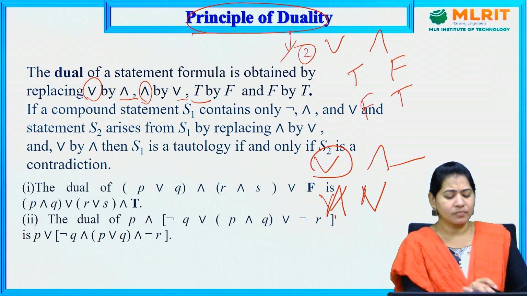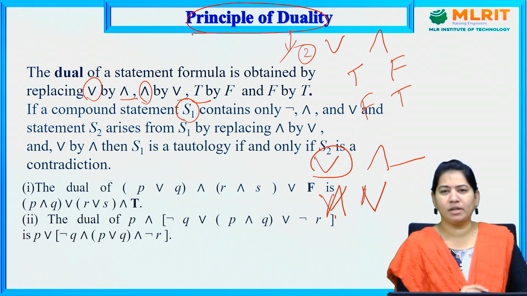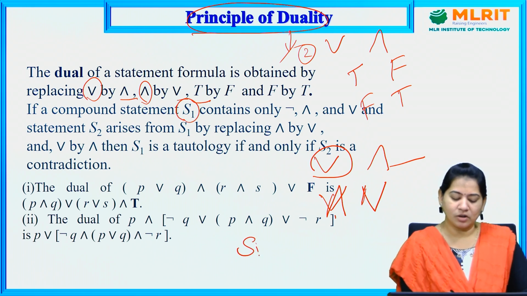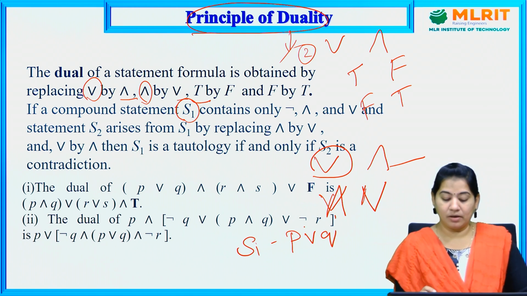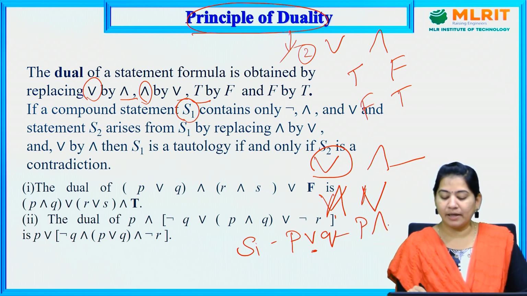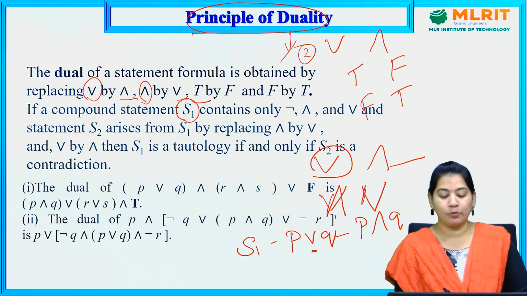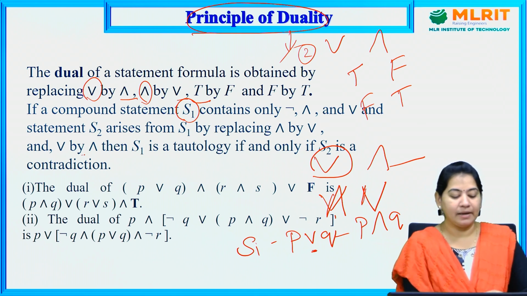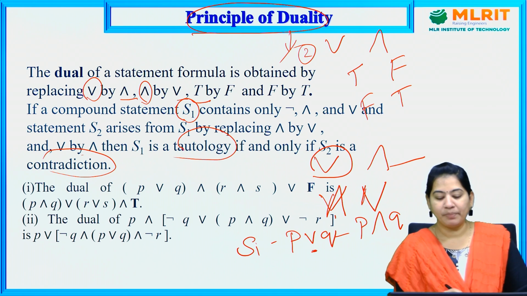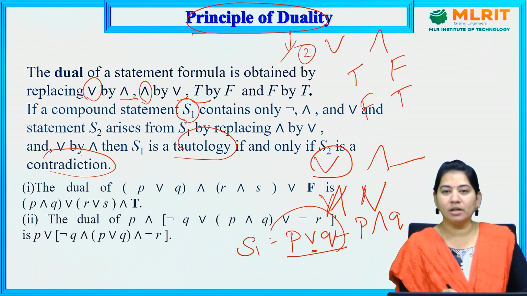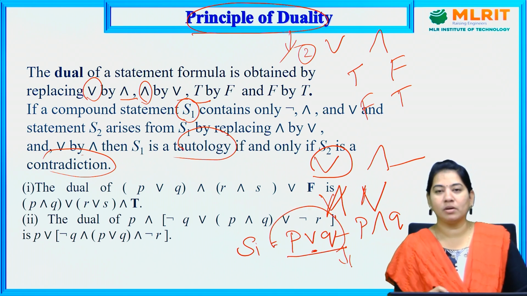So here, let us suppose S1 is a compound statement, that is P or Q. It is replaced by OR by AND or AND by OR. So as we have OR in S1, you can replace it with AND, writing P and Q. Then S1 is a tautology if and only if S2 is a contradiction. Means if this is a tautology, then we can replace it with the contradiction.